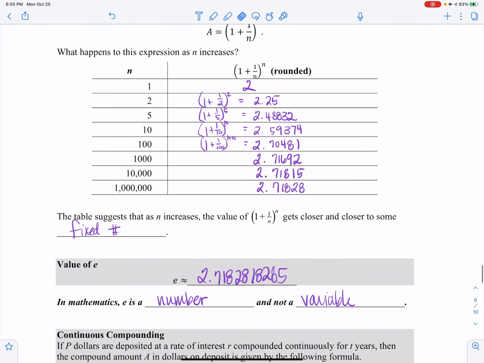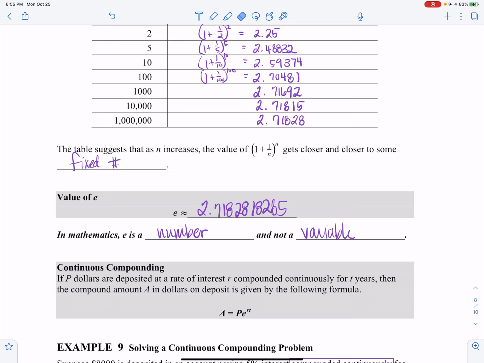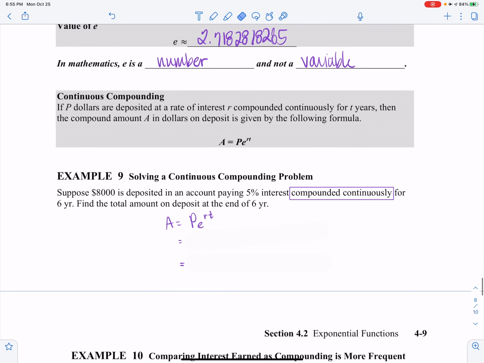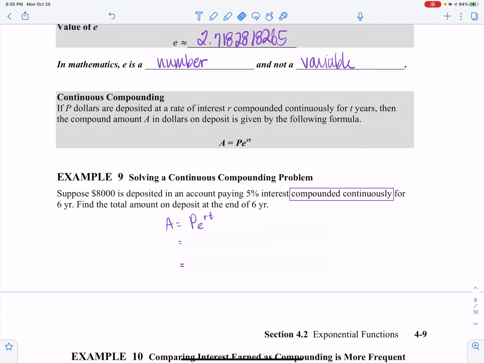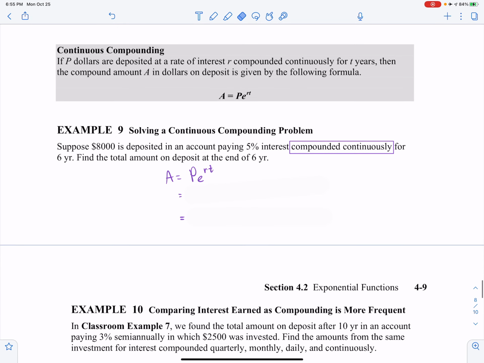So let's go back to our notes, and you see that the value of e is this number that I can find in my calculator. Please note, e is a number. It is not a variable. It is not a letter that can change as much as I want it to change. One way that I can use e is for continuously compounding. This is for compounding more often than annually or semi-annually or quarterly, monthly, or daily. This is for compounding every moment of every day.